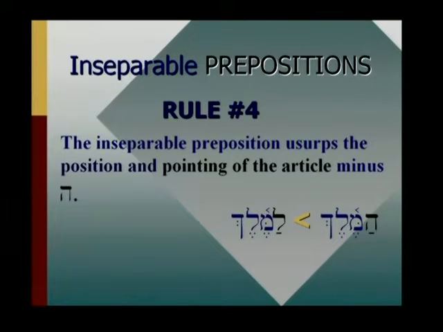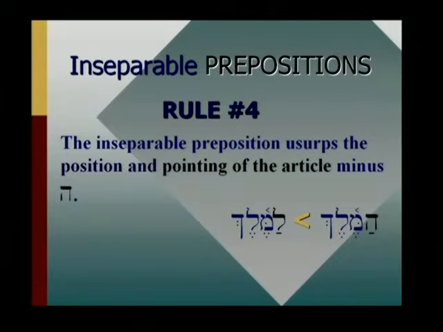And the dogesh forte stays in the mem, so you have a double signal that the article is there. The double signal that the article is there is the patach and the dogesh forte that tells you that's for the king. Okay? Let me go over that one more time.